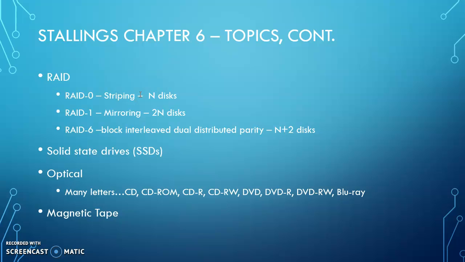I think the author spends about 87 pages on magnetic tape. Okay, it's not 87 pages. I'm not going to go into much detail because he gives the tape formats and so on, but just the idea that it is still used in industry in some places. All right, so that's the overview for Stallings Chapter 6.